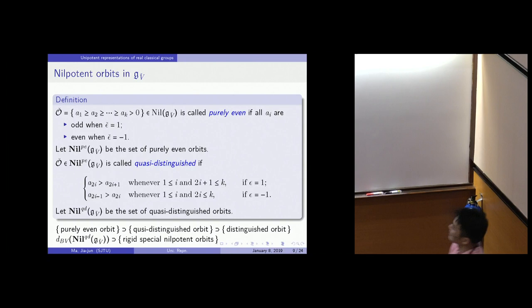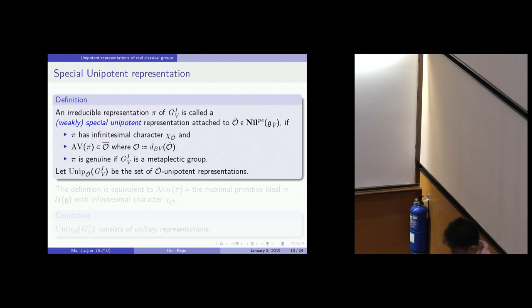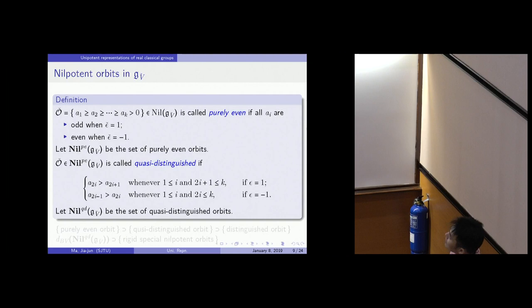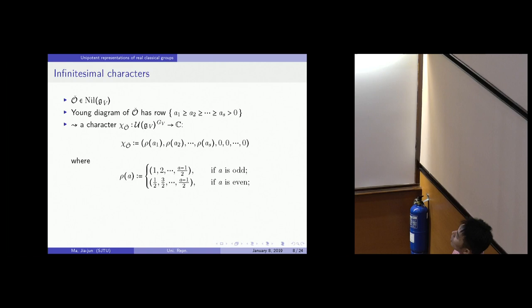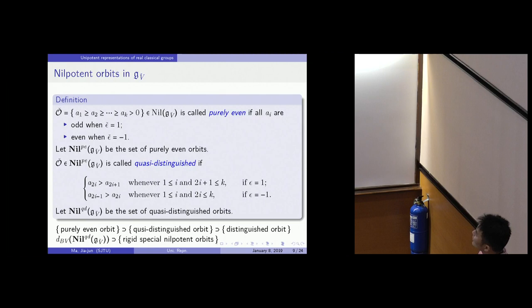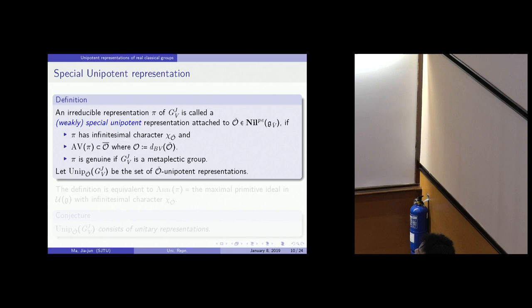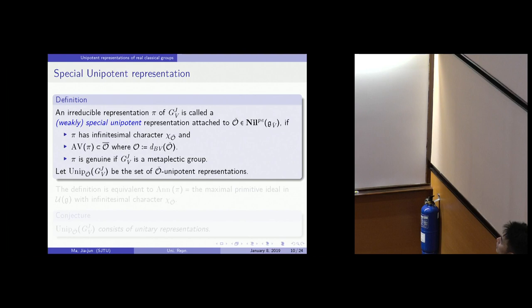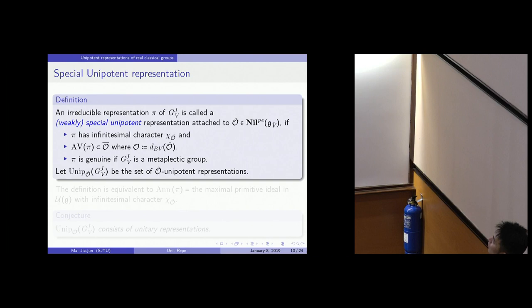In some cases, this character, which we define if you're starting from a purely even orbit, may not be an integral infinitesimal character. But anyway, we can still manage to define the meaning of special unipotent representations. These are representations attached to the orbit, at least for the purely even nilpotent orbit at the dual side. We define weakly special unipotent representations as follows. First, this pi should have infinitesimal character like chi_{O check}, and then the associated variety should be contained in O bar, where O is the Barbasch-Vogan dual of this orbit.